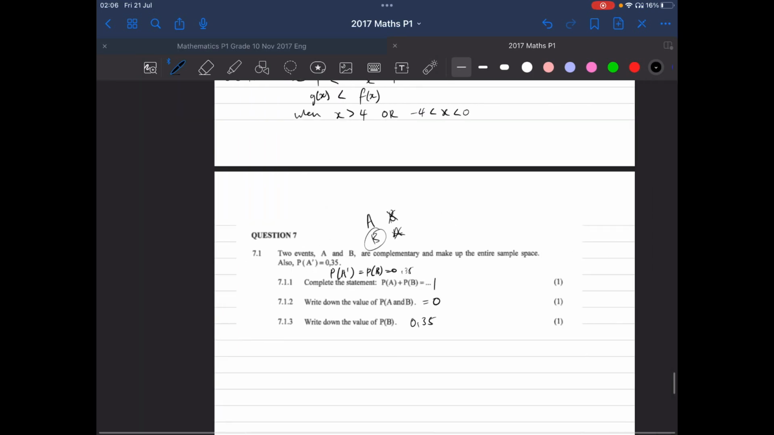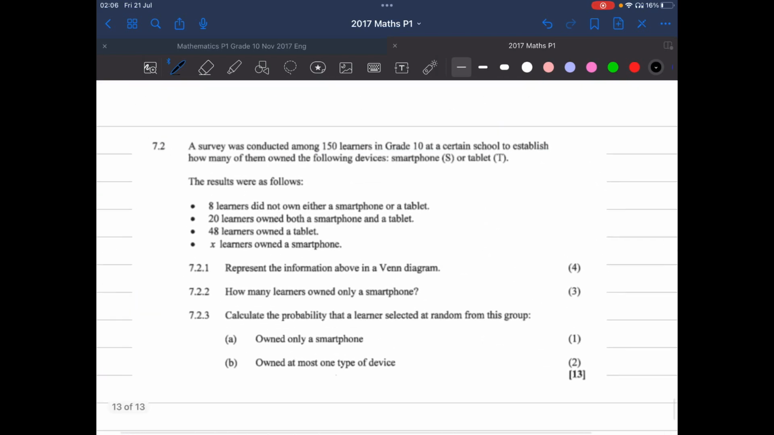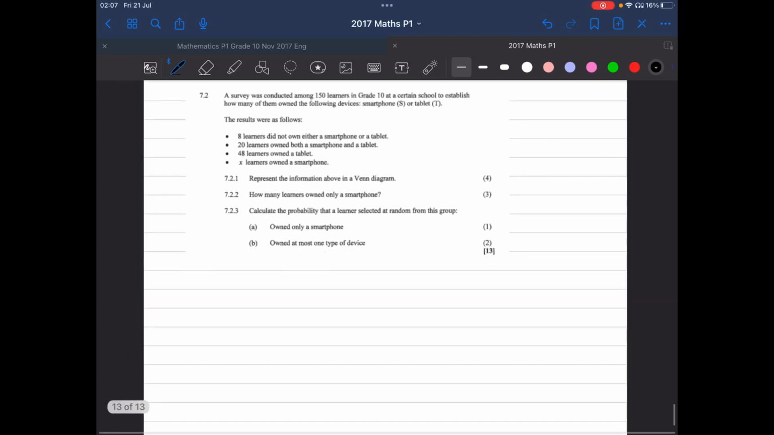Okay, cool. So that was pretty easy. Let's go on to 7.2. A survey was conducted among 150 learners in grade 10 at a certain school to establish how many of them owned the following devices: smartphone or tablet. The results were as follows. 8 learners did not own either, 20 learners owned both, 48 owned a tablet, and X owned a smartphone. Represent the information above in a Venn diagram.